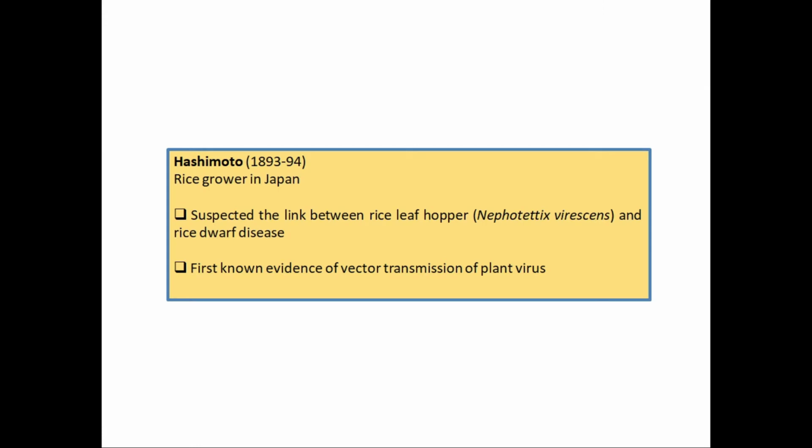Meanwhile, a rice grower in Japan, Hashimoto, suspected a link between the rice leafhopper, an insect, and rice dwarf disease. So it was the first known evidence of vector transmission of a plant virus. It was also in the later part of the 19th century.